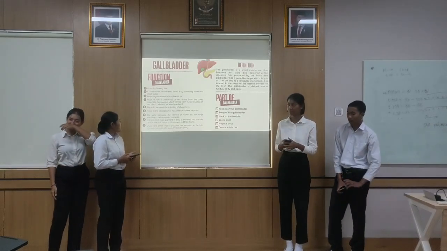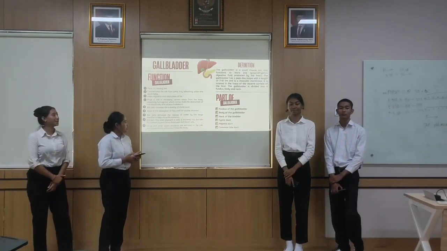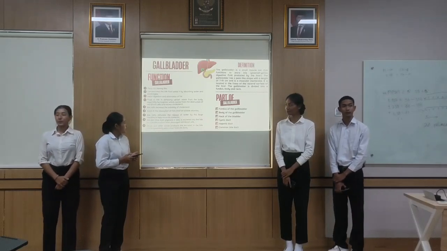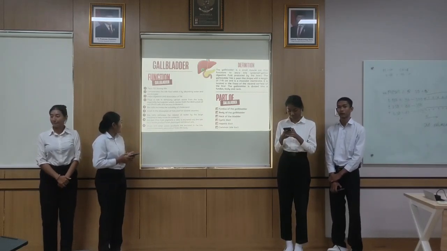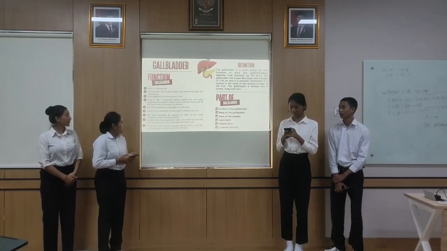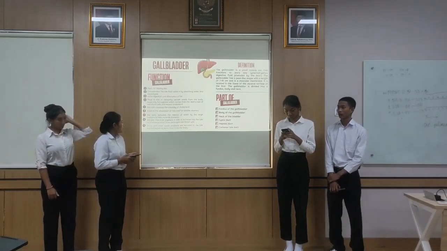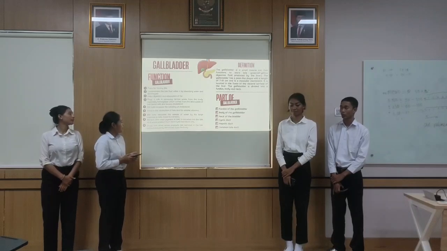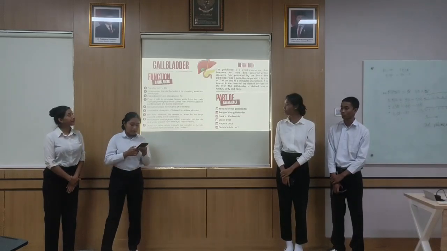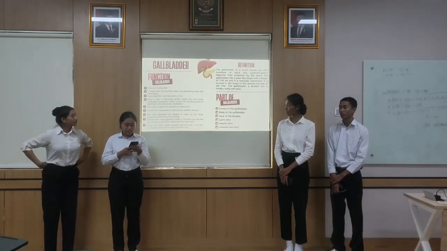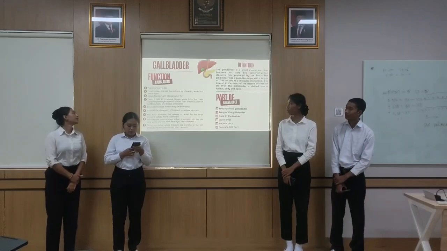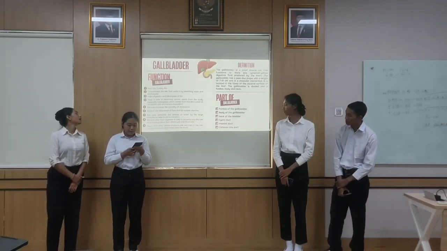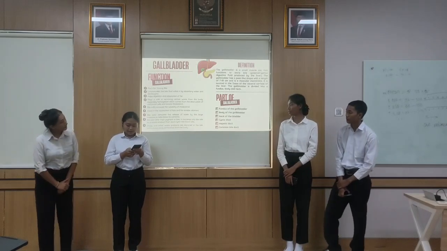Eighth, bilirubin, the main pigment in bile, is excreted into the bile as a waste product from destroyed red blood cells. Ninth, drugs and other waste products are excreted in the bile and subsequently eliminated from the body. Parts of the gallbladder: fundus of the gallbladder, body of the gallbladder, neck of the gallbladder, cystic duct, hepatic duct, common bile duct.